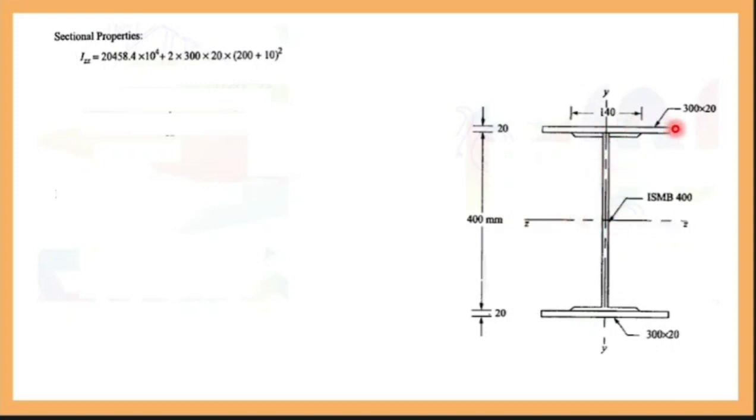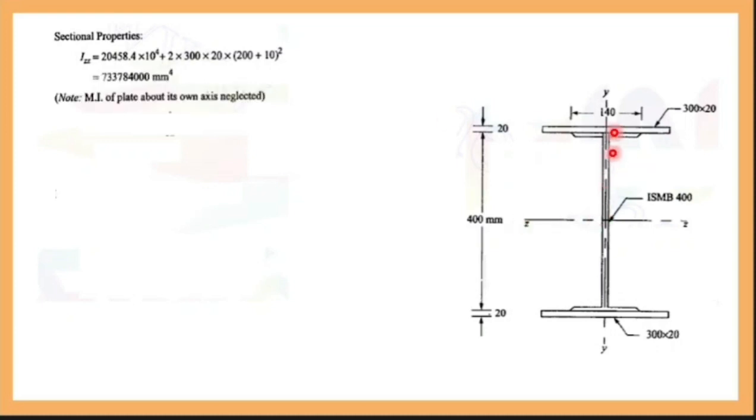What is the thickness of the plate? 20. Then the centroid will fall at 20 by 2, that is 10. So your distance from the z-axis to the individual centroid is 200 plus 10. This gives the moment of inertia for the built-up section. Now if you add this, you will get Iz, which is 73 into 10 power 6 mm power 4. This is your Iz.